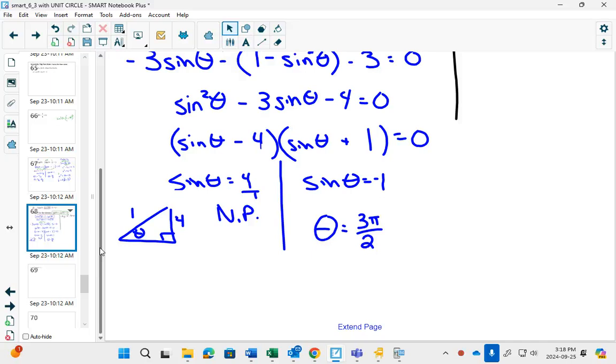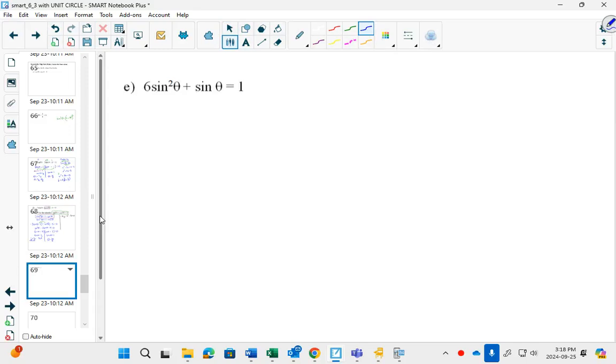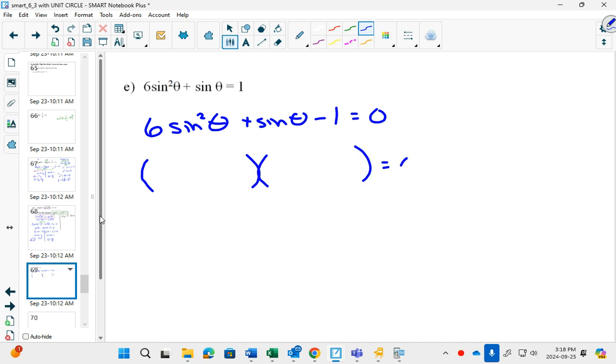More difficult factoring one. First of all, the whole idea of factoring only works when you have one side equal to 0. So first step in this question, you have to make one side equal to 0.